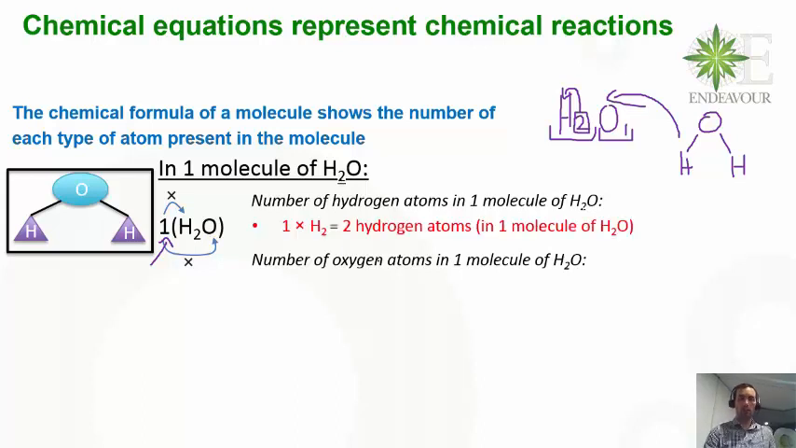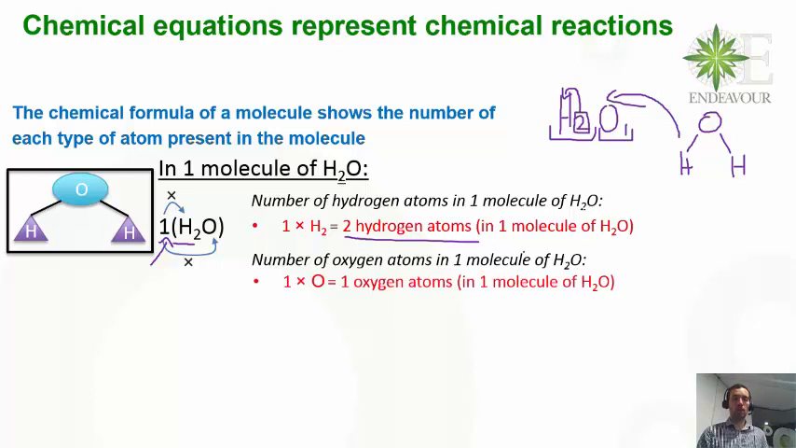So to work out the number of hydrogen atoms, we do 1, which is the coefficient, the number of water molecules, times the number of hydrogen atoms within 1 water molecule, which we know is 2 due to the H2. So that tells us that 1 times 2 hydrogen atoms gives us 2 hydrogen atoms in that 1 molecule of water. What about oxygen atoms? Well, there's 1 oxygen atom in each water, and we've got 1 molecule. So we do 1 times 1 equals 1. So essentially that tells us that in 1 water molecule, we've got 2 hydrogen atoms and 1 oxygen.